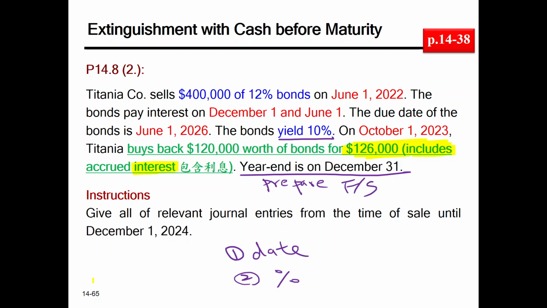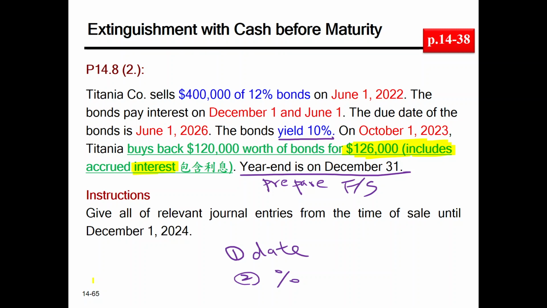Second one, when you buy back the bond, when do you buy back the bond? October 1st. What's the problem? When you buy back the bond, it's not the same date as interest payment date. So that's another problem. Okay? So for the date, always you should be very careful. They are on the same date or not.